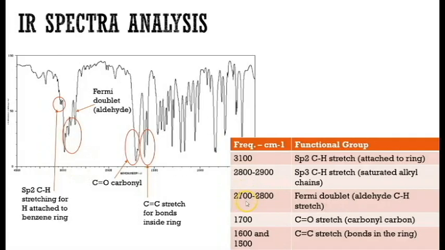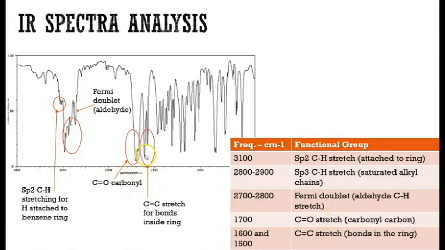Next, we'll look at the 27 to 2800 area, and this particular doublet or Fermi doublet is indicative usually of an aldehyde. So now we can kind of see that there's going to be a benzene ring and there's going to be an aldehyde group somewhere. We can kind of get a picture in our mind with that. And we confirm with this at 1700, we see the very common C double bond O for a carbonyl bond that we thought we might have based off the degrees of unsaturation, and we can confirm it here with the IR spectra.